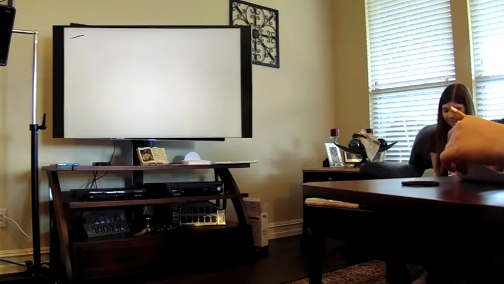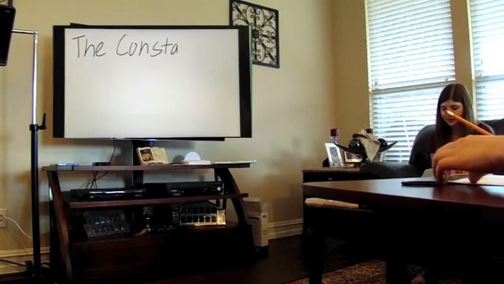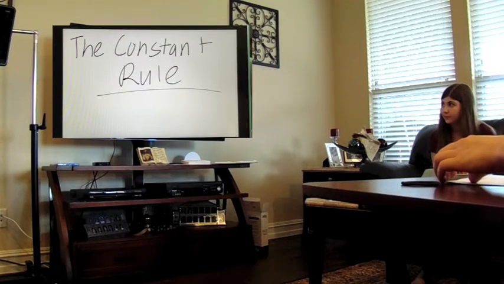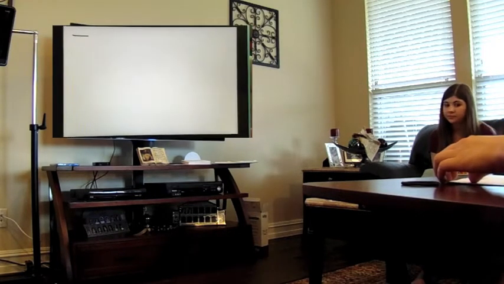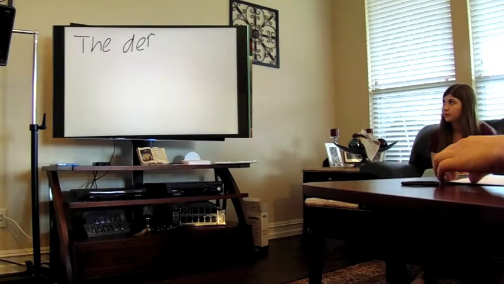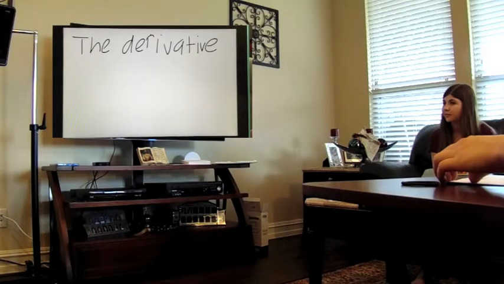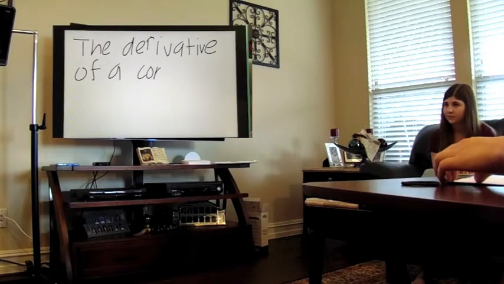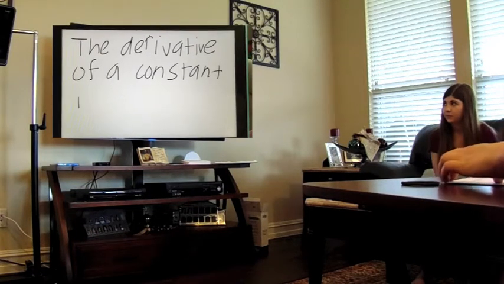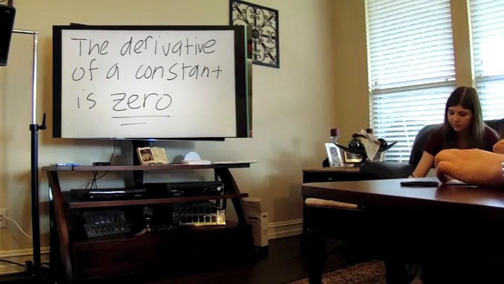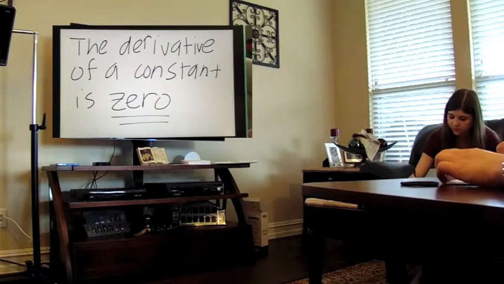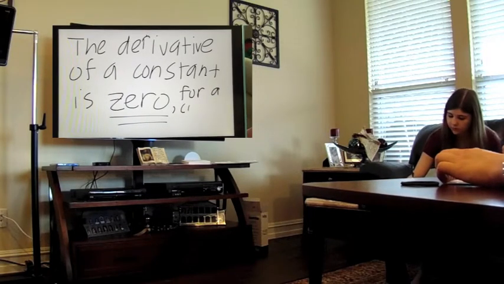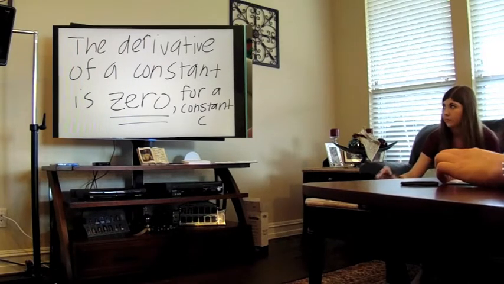So there are multiple rules for finding derivatives. There's the constant rule. Basically, it's the derivative of a constant. The derivative of any constant, no matter what number it is, big or small, is going to equal 0.